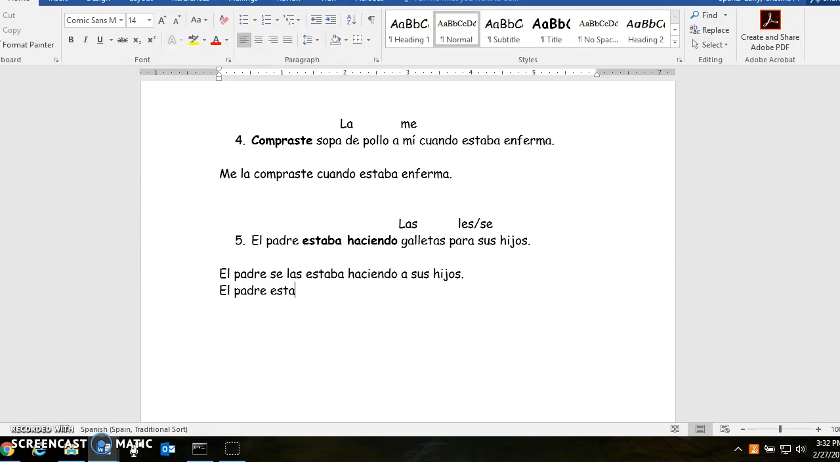El padre estaba haciéndoselas a sus hijos. 1, 2, 3, 4. Count back 4. 1, 2, 3, and 4. Goes on the vowel before the letter N.